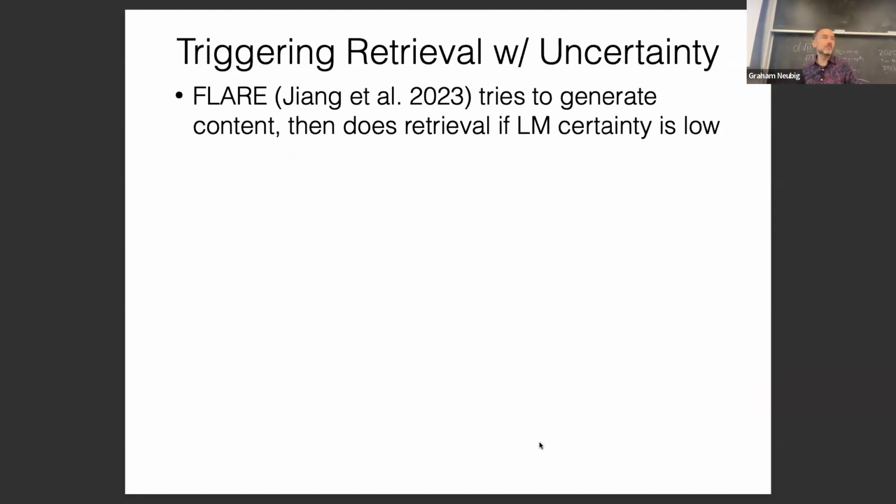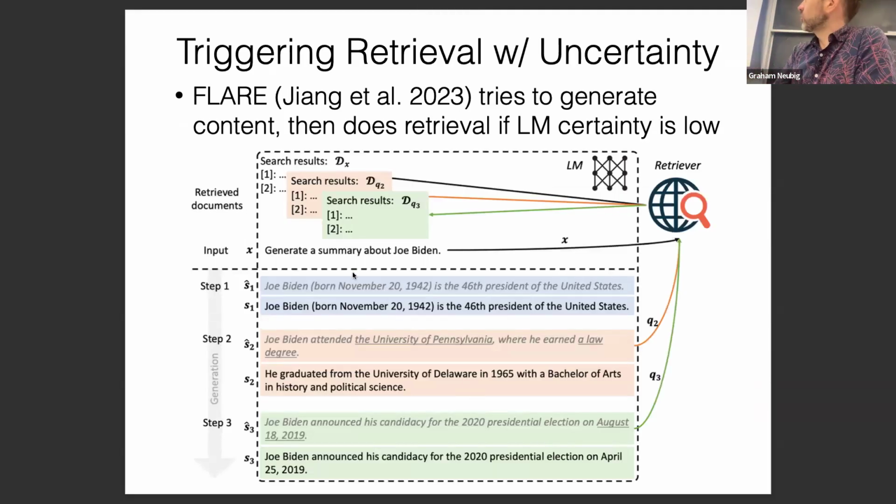Another method, this is a paper by people in my group, is called active retrieval augmented generation. The way it works is it tries to generate outputs, and then if those outputs are uncertain, it will go and do retrieval. So for example, let's say we're generating an article about Joe Biden. We first generate the first sentence, and it says Joe Biden, born November 20th, 1942, is the 46th president of the United States. Every token in this generation, by some kind of confidence measure, is high confidence. If that's the case, then we don't need to do any search because we're pretty certain that the answer is correct. Then we generate the next one.